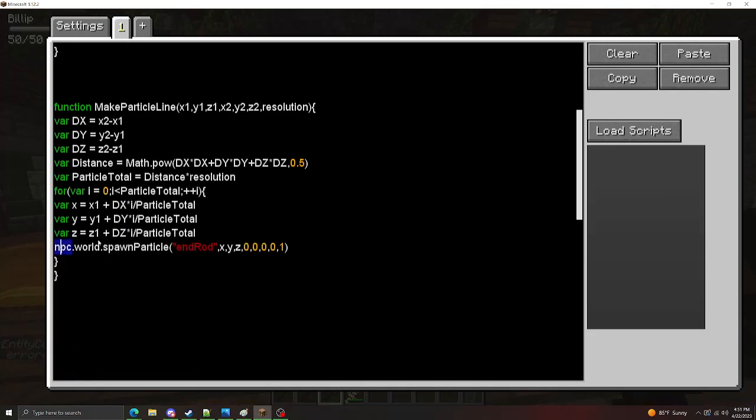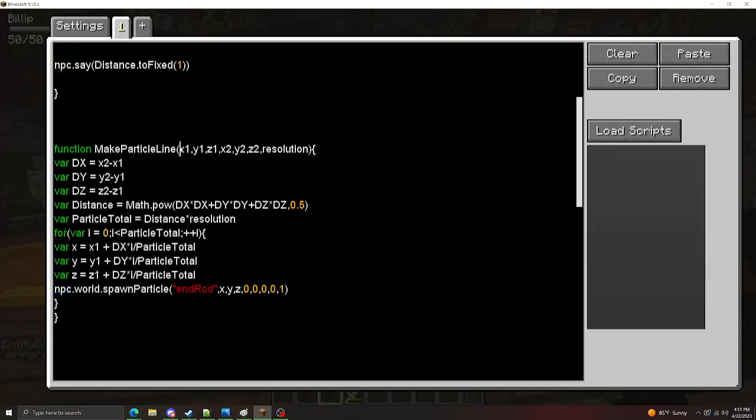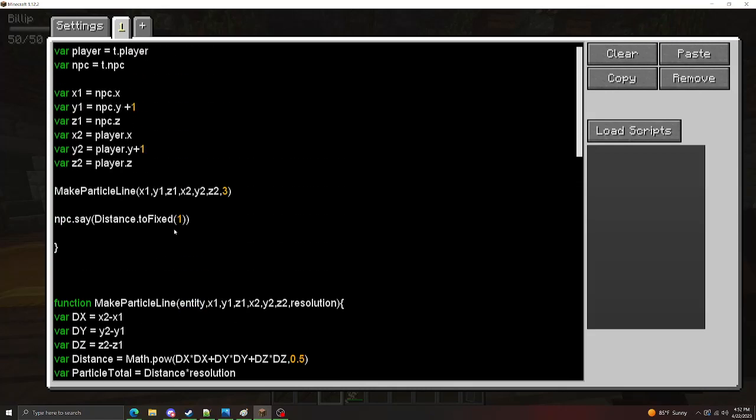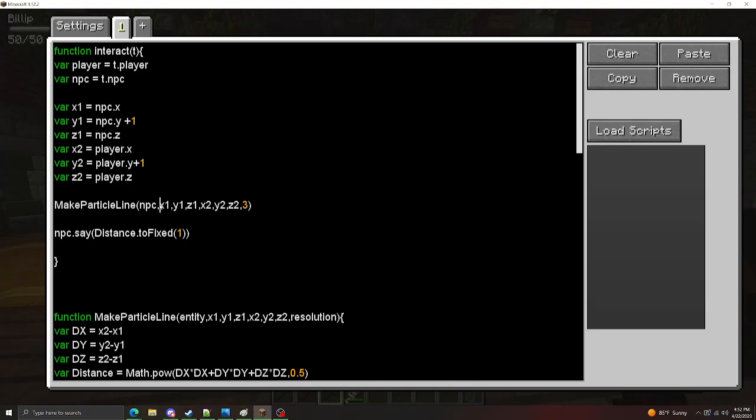Ah, that's right. So we have the NPC down here spawning the particles. We need to give that as an input as well. Okay, change this to entity, and then pass this an entity, which we'll use. We could use NPC or player here because either of them are entities.